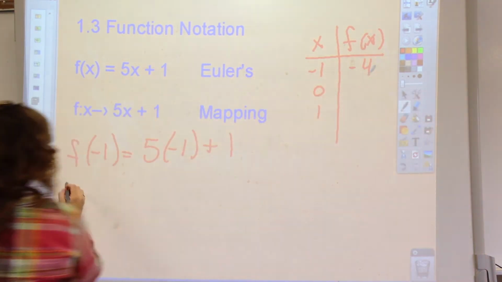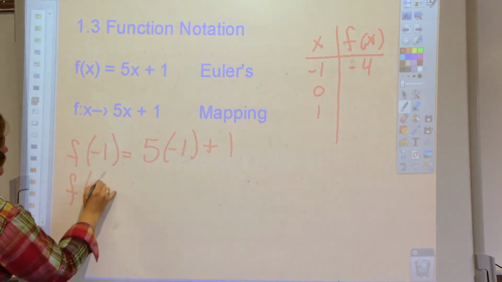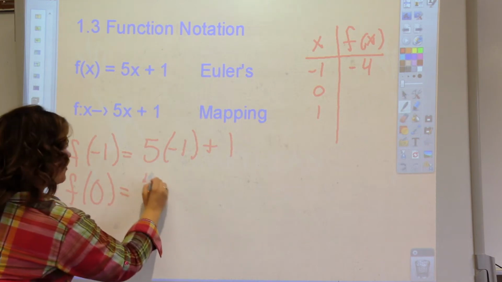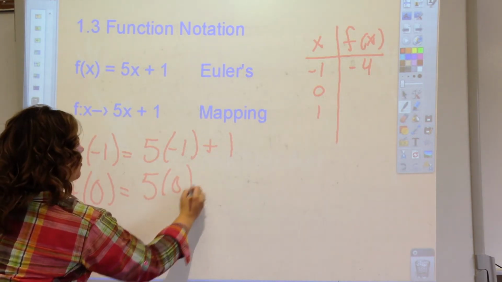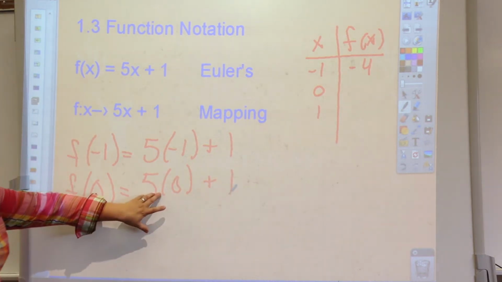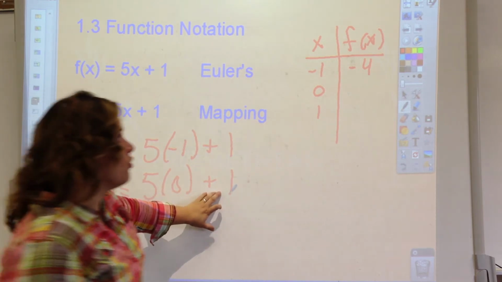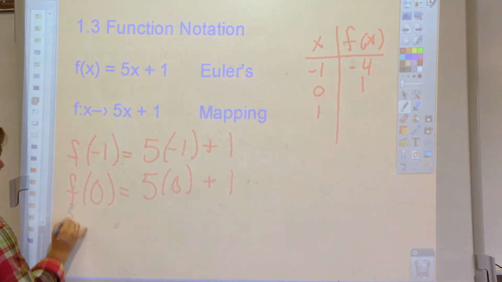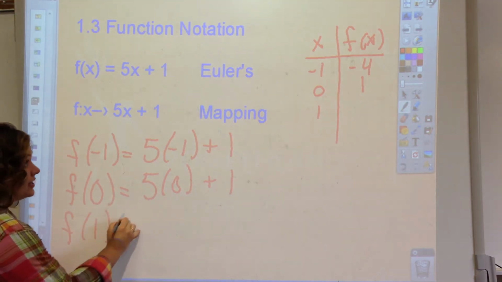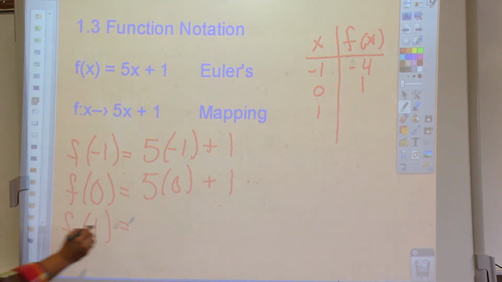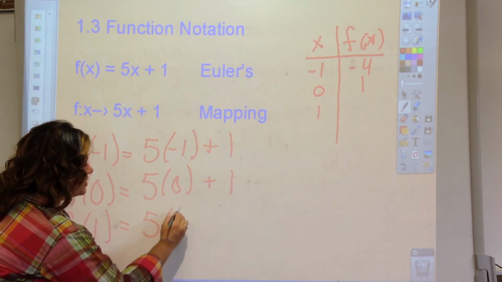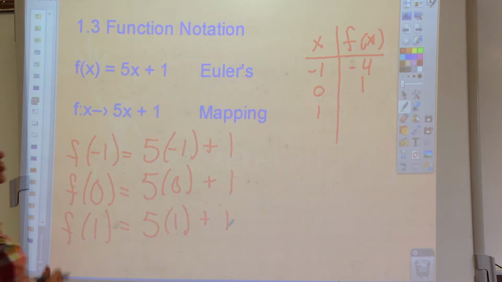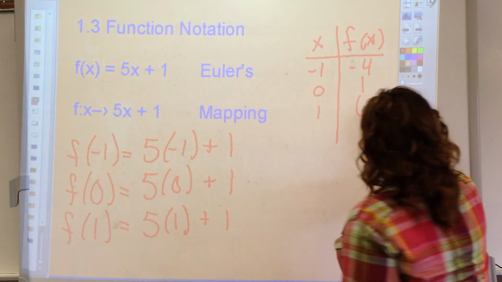Now when I plug in 0 for x, everywhere I have x, I replace it with 0. Now I can see 5 times 0 is 0, plus 1 is 1. And last but not least, when I plug 1 into my function everywhere I have x, I replace it with 1. And I get 5 times 1 is 5, plus 1 is 6.